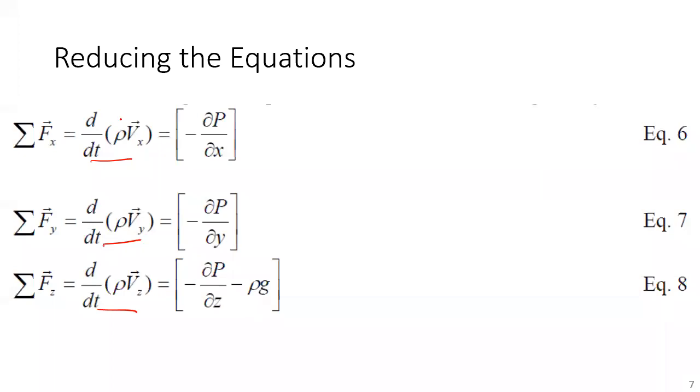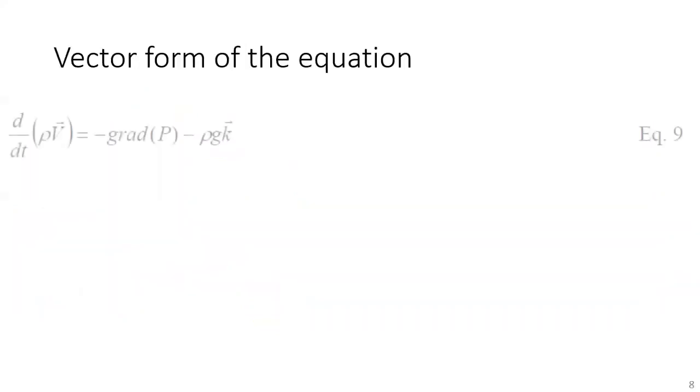So instead of the mass, which was rho dx dy dz, that canceled out. The only thing you see as a difference here is they all look the same except for the z direction. We have this minus gamma, or minus rho g term. Again, these are all cropped right from your handout.